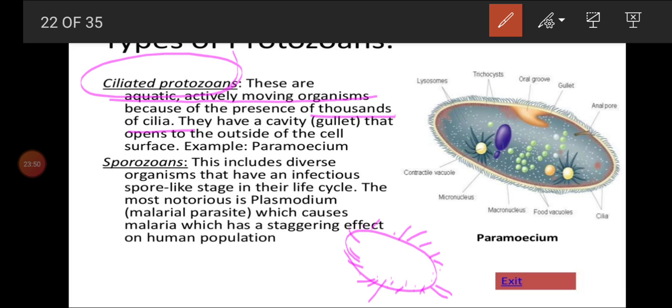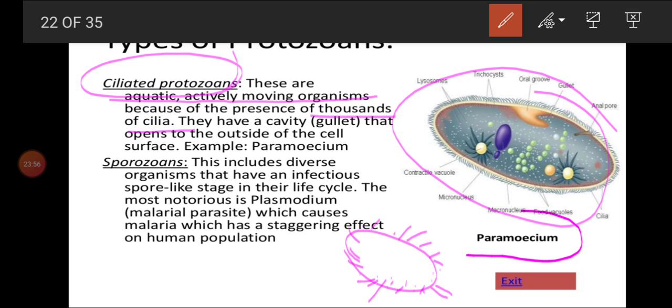Now look at the picture. This is the example for ciliated protozoan, Paramecium. We normally say lady shoe, lady slipper shape. So the structure of Paramecium is like a lady slipper only. On the outer layer of the Paramecium we can see finger-like projections.